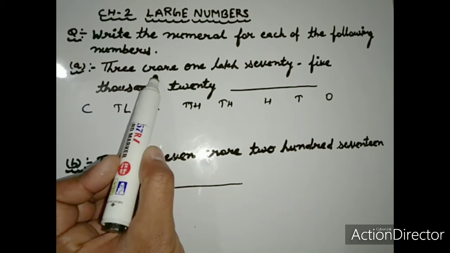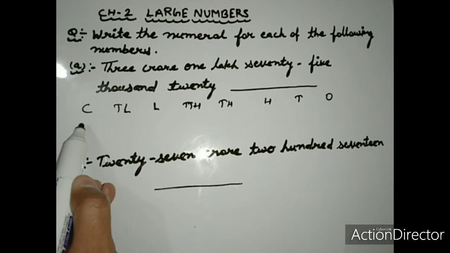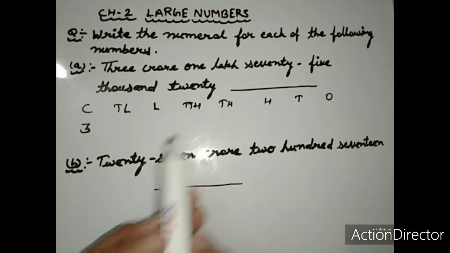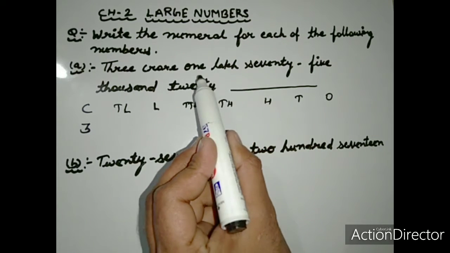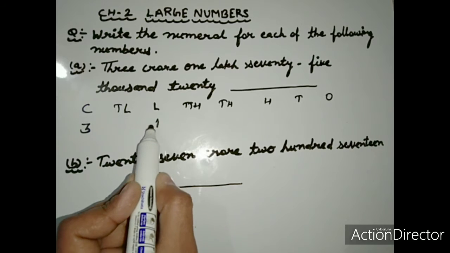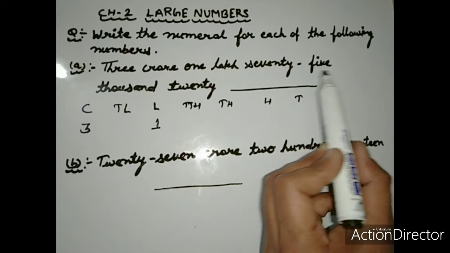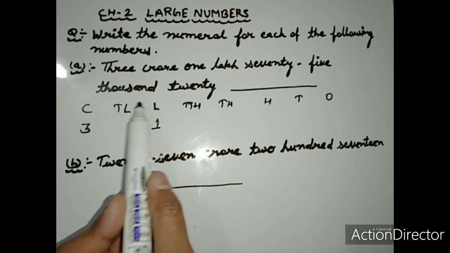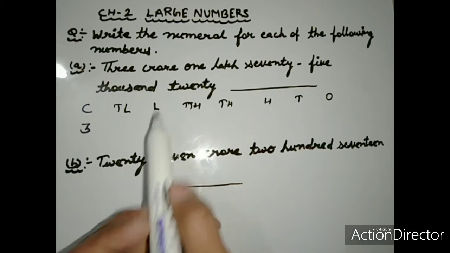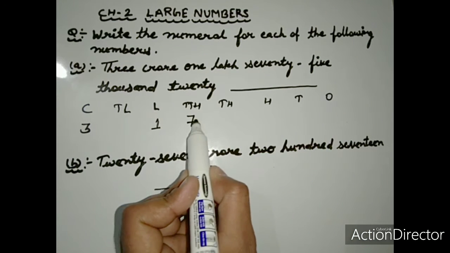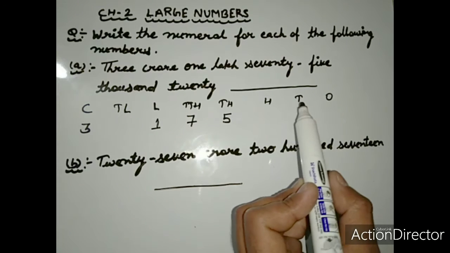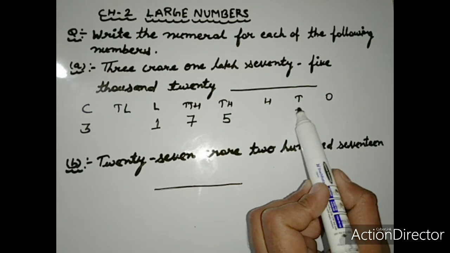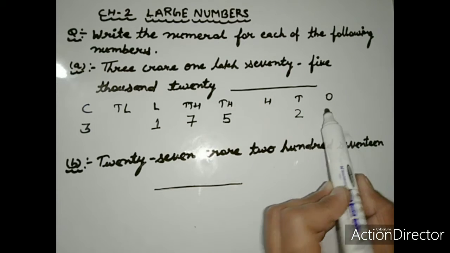Like 3 crore, so 3 in the crore place. Here we write 3. 1 lakh, so we write 1 in the lakh place. Now 75,000: 7 in the 10,000 place and 5 in the 1,000 place, so here we write 7 and here 5. Now 20, so we write 2 in the tens place. Fill the rest with zeros.